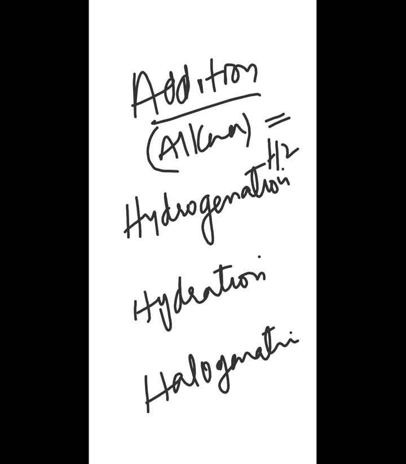There is one more thing, which is called elimination reaction. You have to remove something from the compound. Elimination reaction means you have to remove something from the compound. Dehydrogenation means you are removing hydrogen gas. Dehydration means you are removing a water molecule. Dehalogenation means you are removing a halogen group.